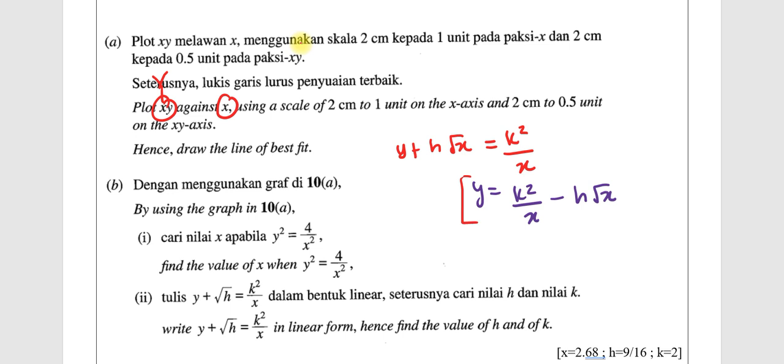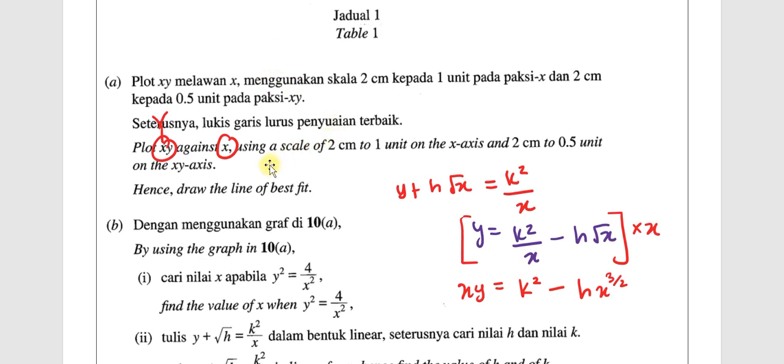Okay, I multiply the whole thing with x. So, kamu akan dapat xy equal to k square minus h. Macam mana kita buat? Ini x power half plus 1, 3 over 2 lah. Tapi dia kena dapat x saja kan? Where is the mistake?